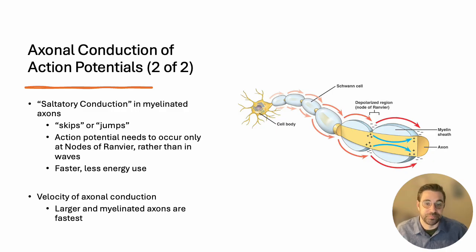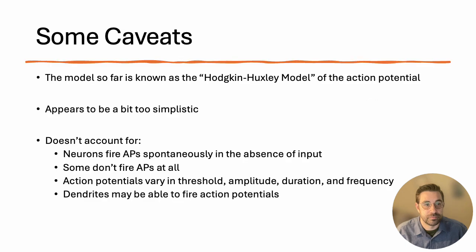Just a few caveats to make sure that I'm not misleading you on anything here. The model we've been talking about here, with the resting state, the action potential, and the three phases of it, and all that sort of thing, is called the Hodgkin-Huxley model of the action potential. This works most of the time. It accounts for a lot of our neural communication, but it is a little bit too simplistic. There are a few other caveats and exceptions.